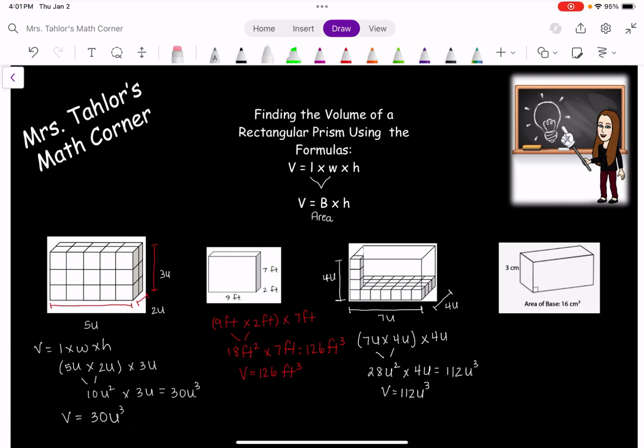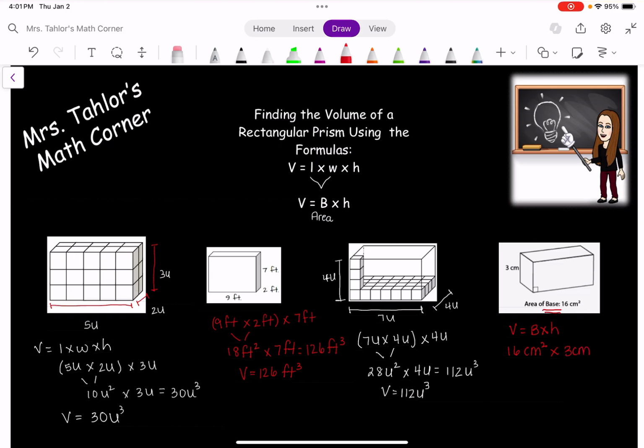For our last shape, we are given the area of the base, and we're given the height. So we can truly use the formula of volume equals base times height. I have the base of 16 centimeters squared that I'm going to multiply by 3 centimeters of height.